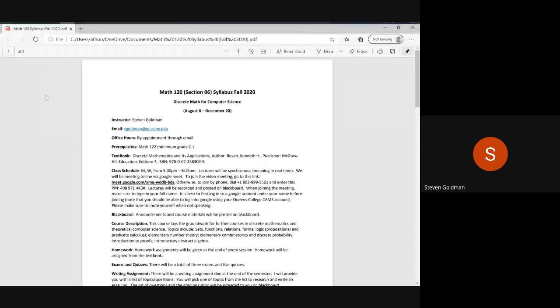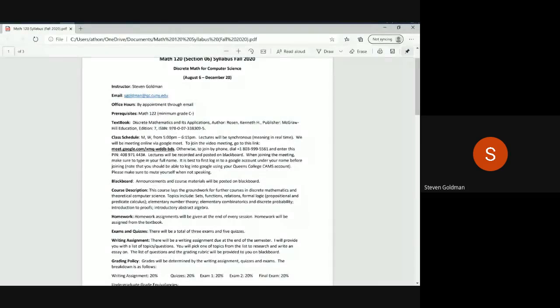So let's go through this. So again, my name is Stephen Goldman. If you ever need to contact me for anything, you can email me. You should use the email address here, sgoldman@qc.cuny.edu. If you ever want to make an appointment, that can be done through email as well.